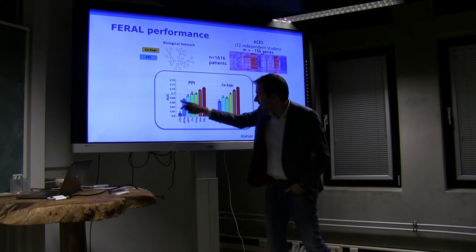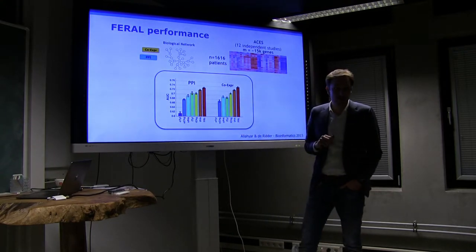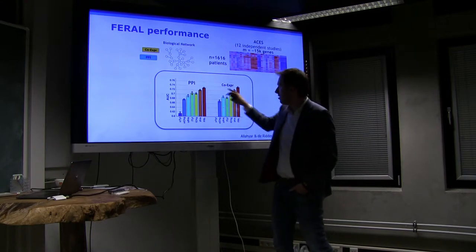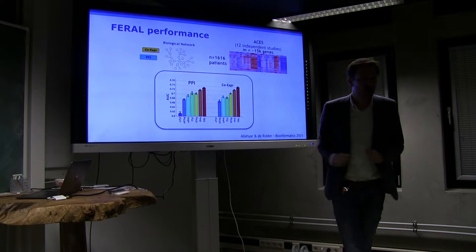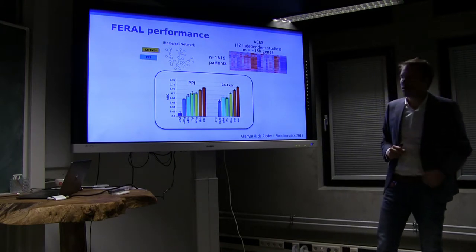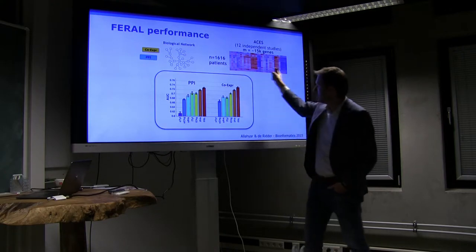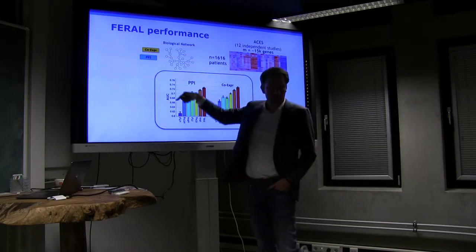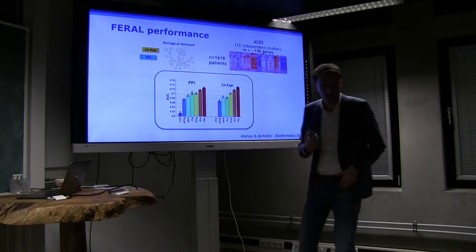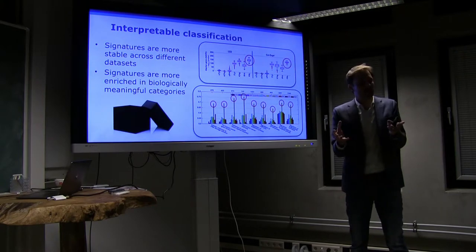These are the existing methods, and these are the methods that we already improved by just plugging in a simple group lasso. And you see that we work a little bit better. This is done on the ACEs, a compendium of breast cancer patients, about 1600 patients, the gene expression of those. This is AUC, so that's how well the classifier works.